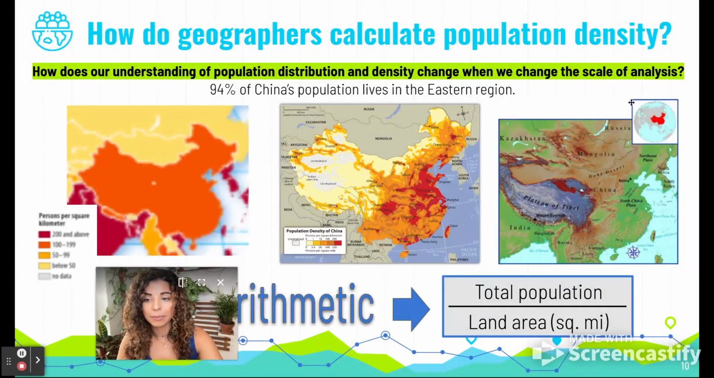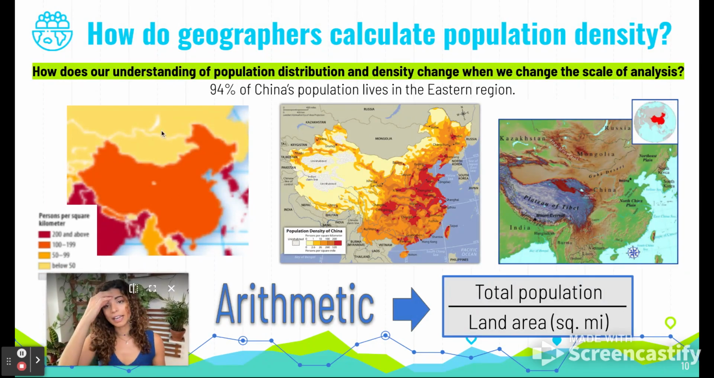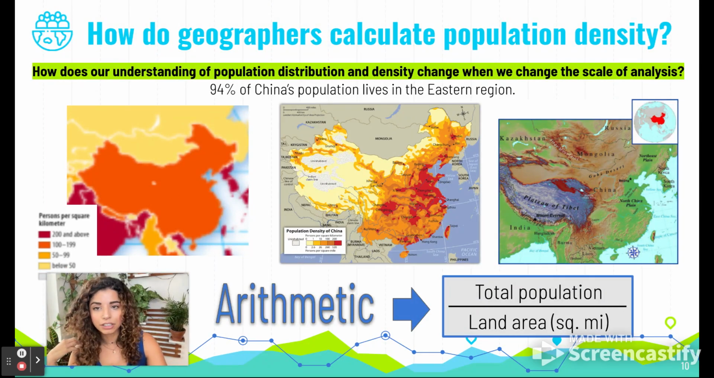So here's another example. In terms of calculating population density, how does our understanding of population distribution and density change when we change the scale of analysis? That's kind of the key term to remember here. 94% of China's population lives in the eastern region, right around here. If we look at this population density map, and then compare it here to this topographic map, we see that big difference, and we can see the terrain here is just not nearly as easy to go through to build infrastructure in and so on.